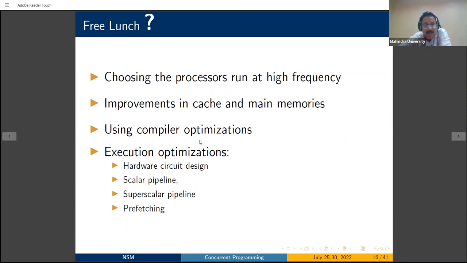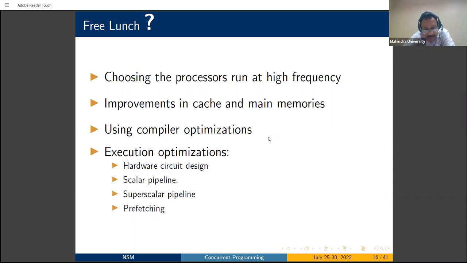The next one is using compiler optimizations. In the earlier example, I showed one compiler optimization. The compiler performs the right shift operation, since division means a right shift operation. If you want to multiply by 4, then it performs left shift operations.